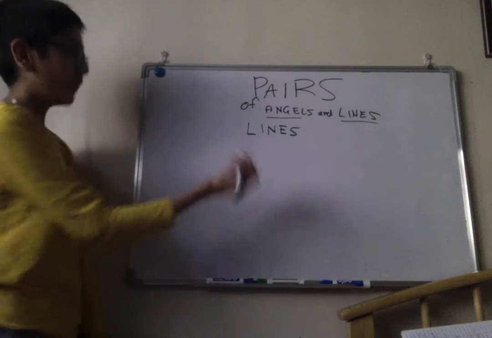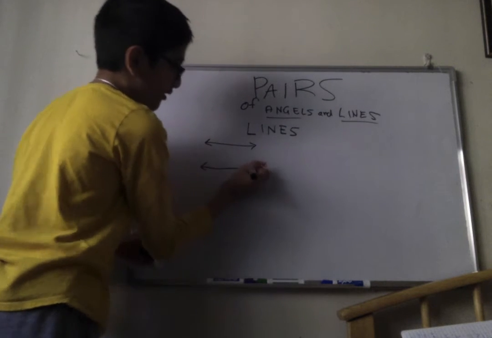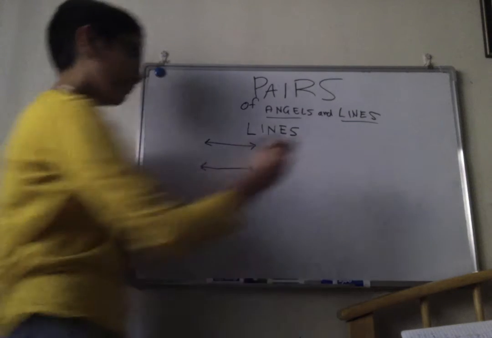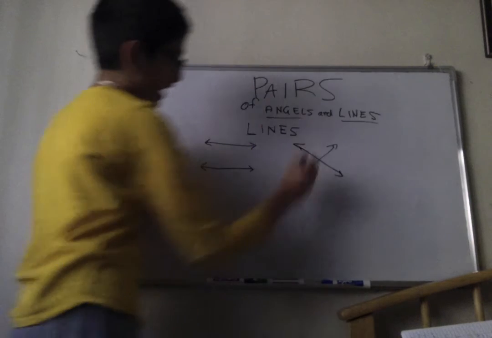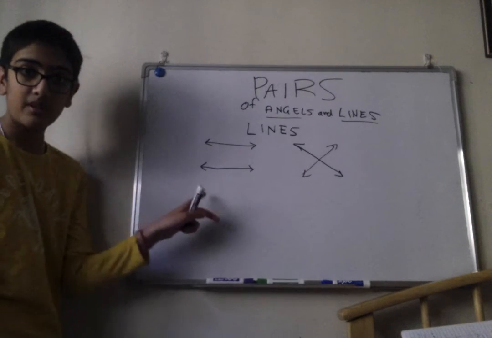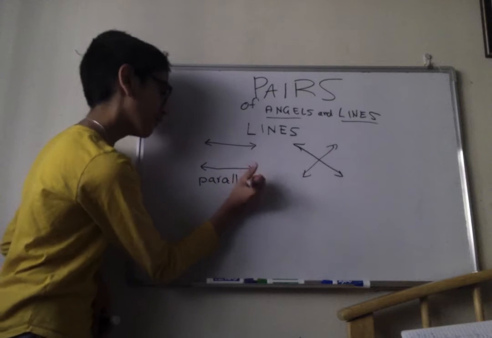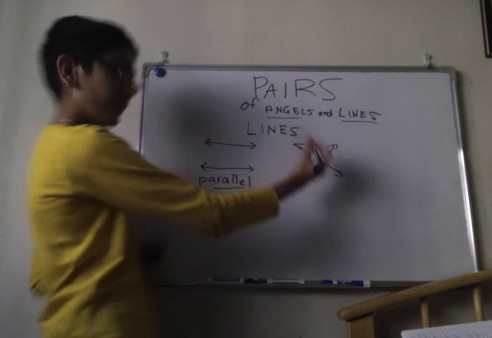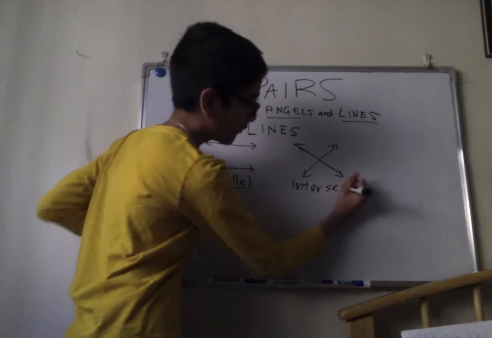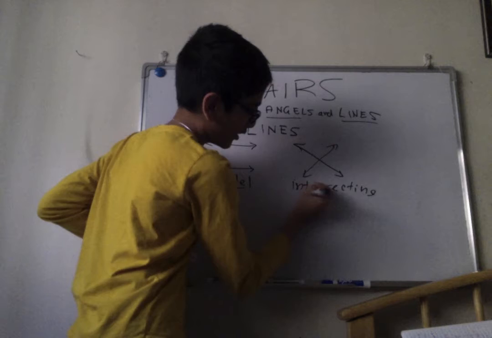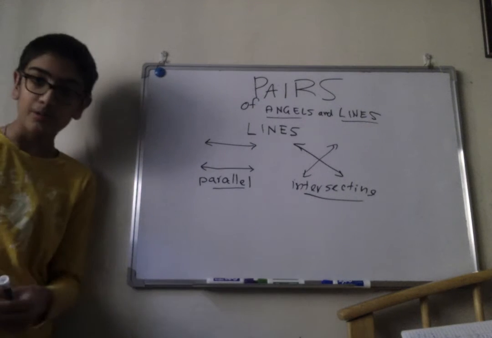Well, there's ones that don't intersect, like these ones, and then there's ones that do, like these ones. Well, these both have names. This one is called a parallel line. Parallel. These ones are called intersecting. Intersecting.